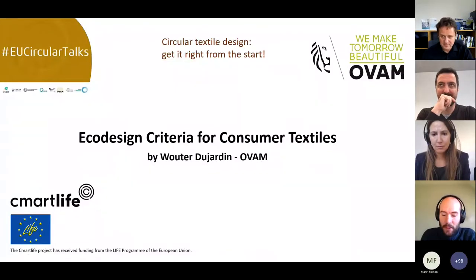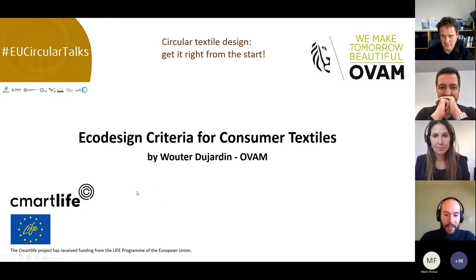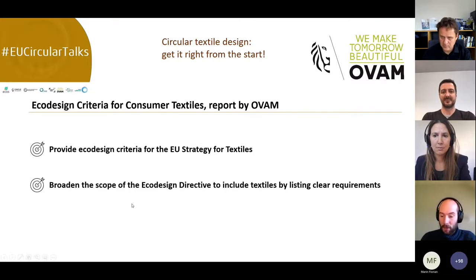What I will do now is present a very short snapshot of a study we did on the eco-design criteria for consumer textiles. It was funded in part by Smart Life, a LIFE program of the European Union. So thank you for that. The study had two main goals. First of all, to provide eco-design criteria for the EU strategy for textiles. And secondly, to broaden the scope of the eco-design directive to include textiles by listing very clear requirements.